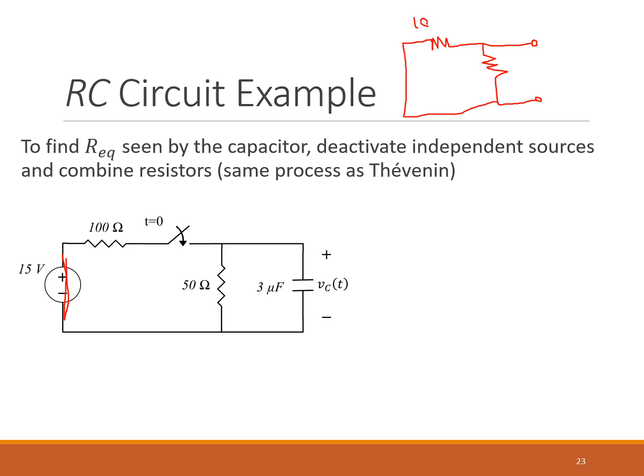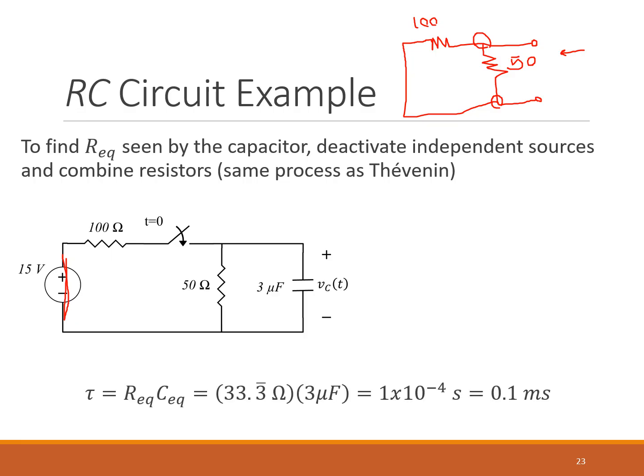So this is our 100 ohm resistor, and this is our 50 ohm resistor. And so again, from the perspective of the capacitor, looking in from the right, we could see that these two resistors are in parallel. And so we know that because they share the same node pair. So if we do that parallel combination, we end up with 33.3 ohms for our REQ.